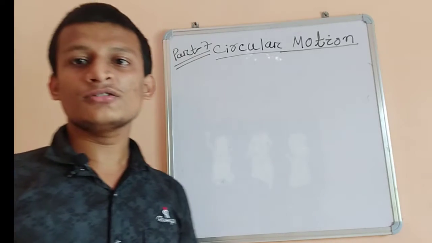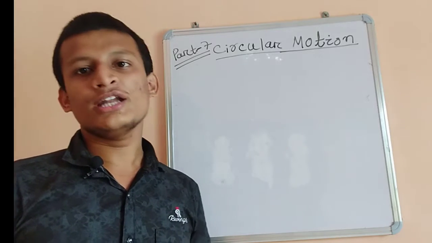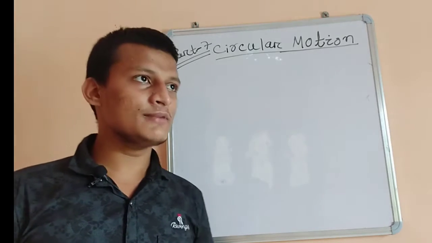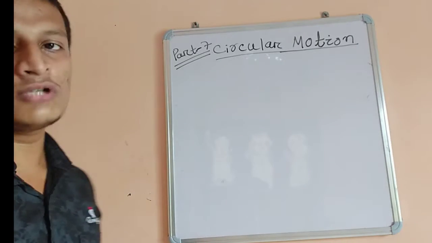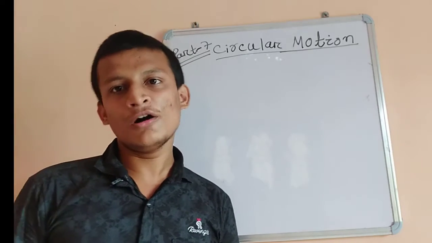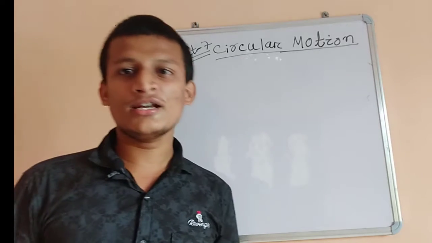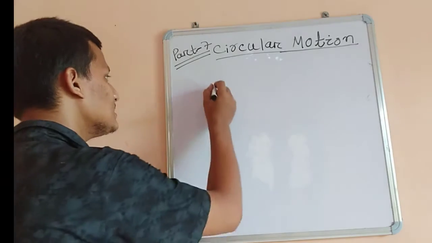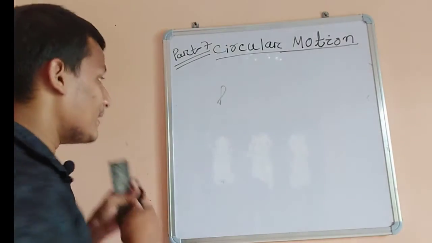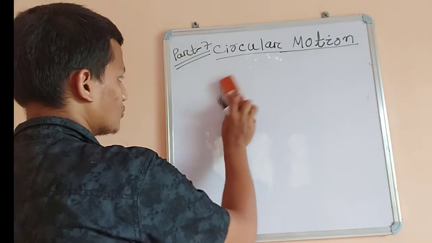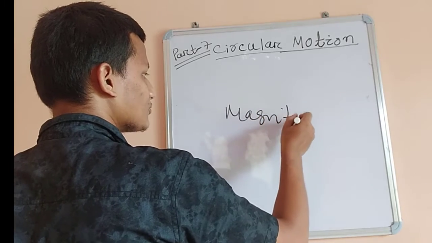That is the vectorial representation of circular motion, in which we are going to discuss the displacement, velocity, and acceleration of a particle while moving under circular motion. So what is the need of this vectorial representation? Vector means any physical quantity having magnitude as well as direction.